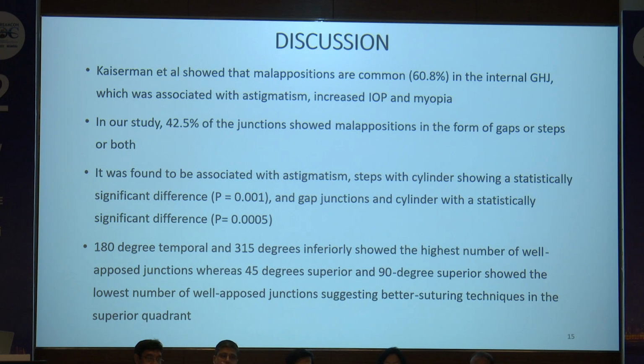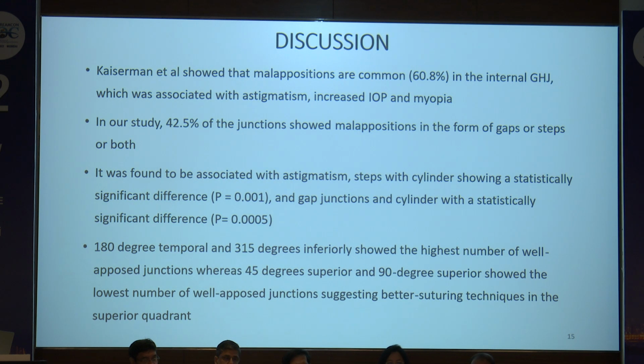Discussion. Kesaman et al. showed malappositions are common in the internal graft host junction, which was associated with astigmatism, myopia, and increased IOP. In our study, 42.5% showed malappositions in the form of gaps or steps or both. It was found to be associated with astigmatism. Steps with cylinder showed a statistically significant difference, P is equal to 0.001, and gap junctions and cylinder also showed a statistically significant difference, P is equal to 0.0005.